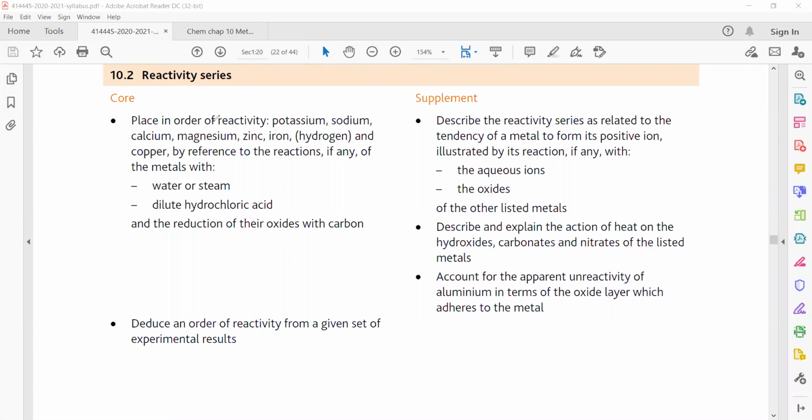So reactivity series: what you have to do is place in order of reactivity potassium, sodium, calcium, magnesium, iron, hydrogen, then copper, by reference to the reaction, if any, with metal or steam and with dilute hydrochloric acid, and reduction of their oxide with carbon.